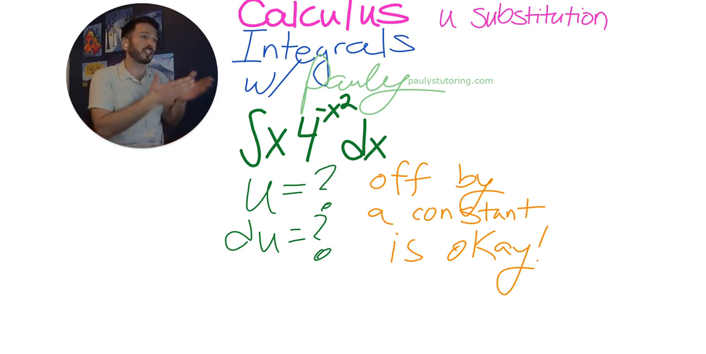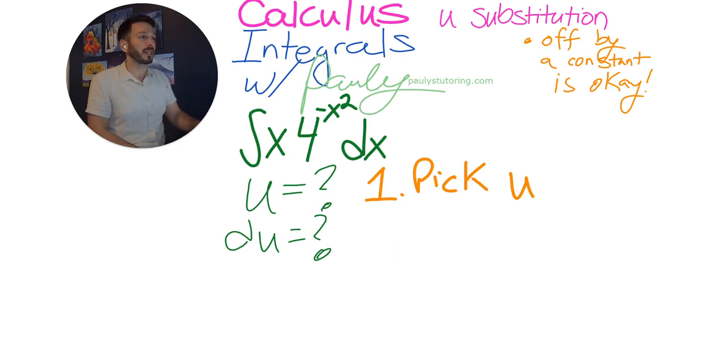There's a function times a function: an x times an a to the x, some number to the x. Well, what we're going to have here is that you're going to be off by a number. I see the negative x squared, and I see something that could be close to its derivative, but we're just off by a number. That we can fix. So the first step is to pick u.